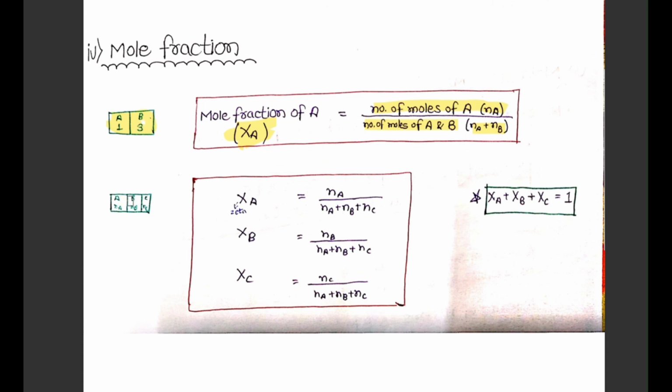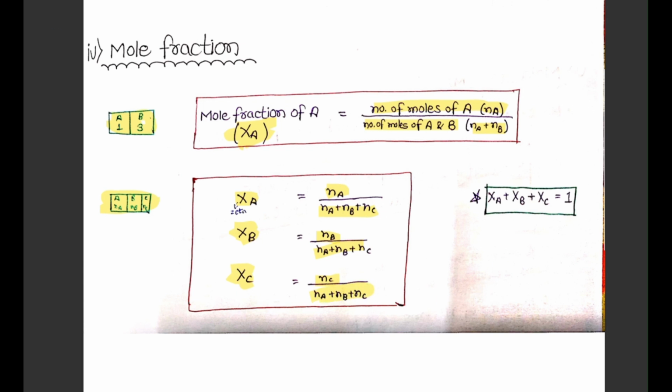And in case of three components in the solution, that is A, B, C, the mole fraction of A will be written as number of moles of A upon the total number of moles. Then the mole fraction of B is written as number of moles of B upon the total number of moles. And in case of C, the mole fraction of C is written as number of moles of C upon the total number of moles of A, B, and C.